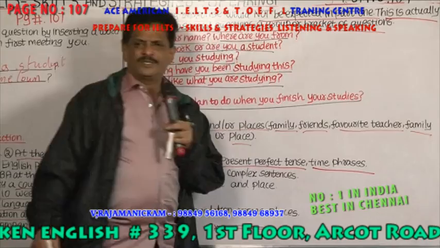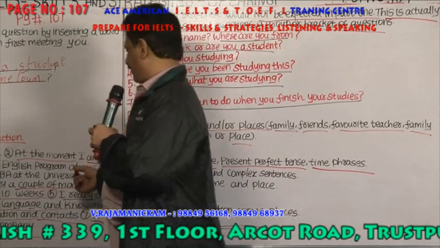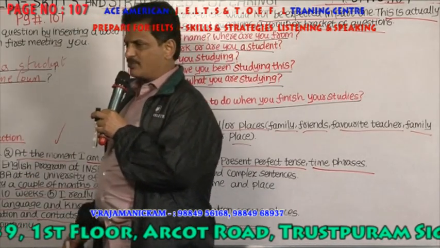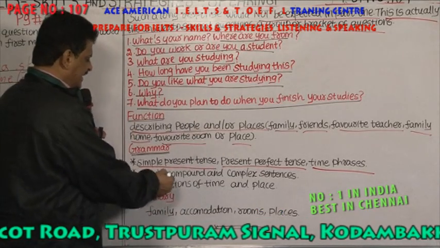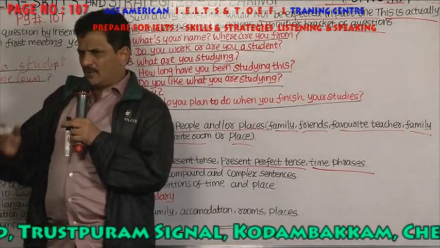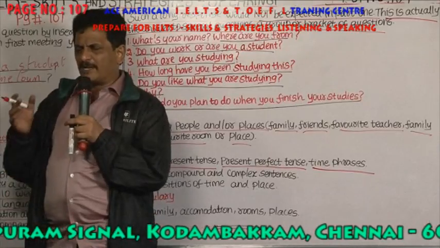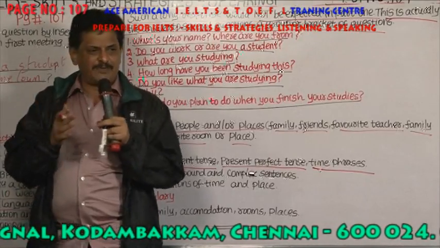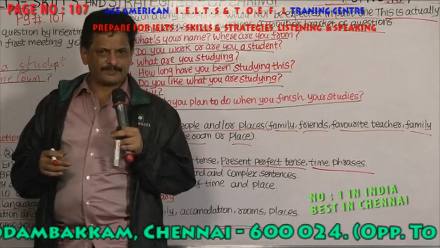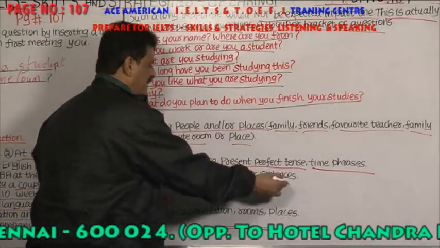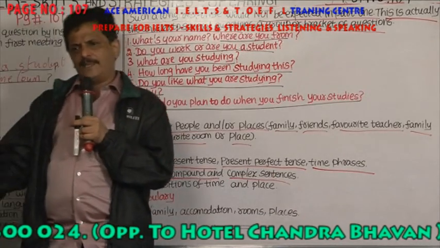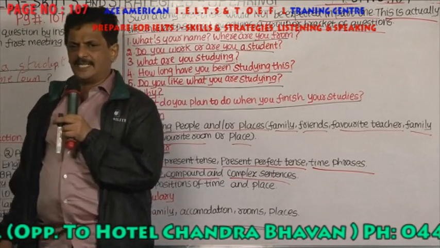Time phrases. Where do you see time phrases? See, at the moment is a time phrase. At the moment. These are the time phrases. Simple sentence. What do you mean by simple sentence? Only one verb should be there. What do you mean by compound sentence? Same type of sentences. Next, complex sentence. What do you mean by complex sentence? One sentence depending upon one other sentence.